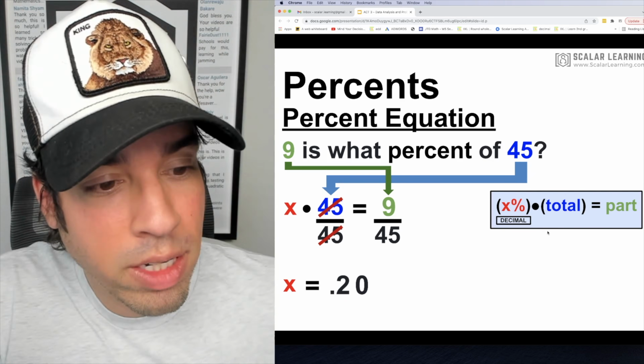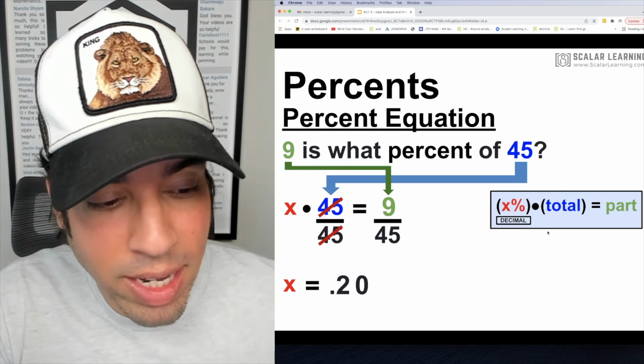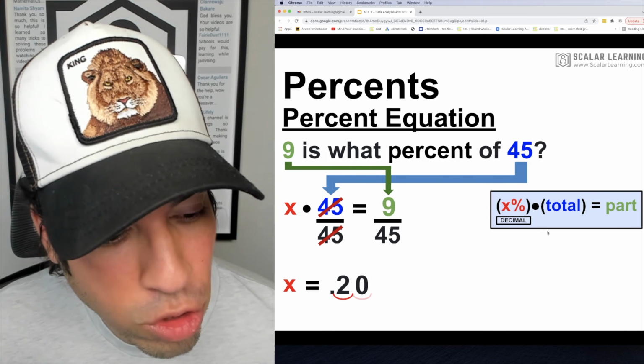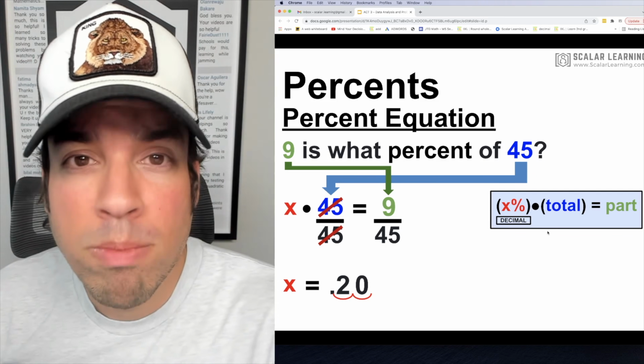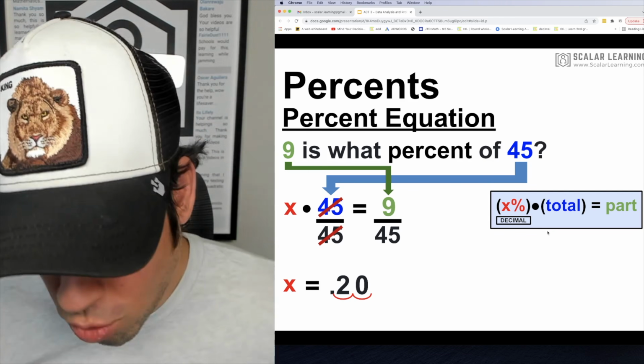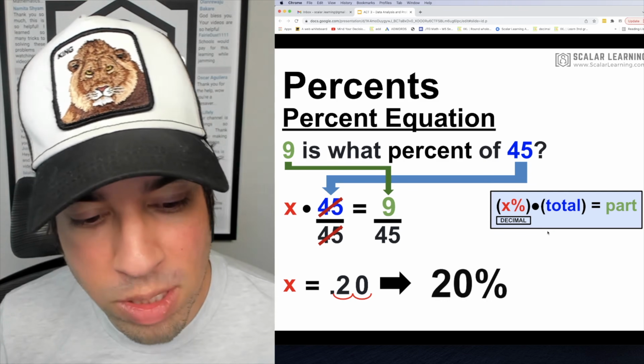But we want it in percent form, right? So again, to convert that decimal equivalent, we just pop the decimal place 2 spots to the right. When we go percent to decimal, we go 2 to the left. Decimal to percent, 2 to the right. So the answer is 20%, done.